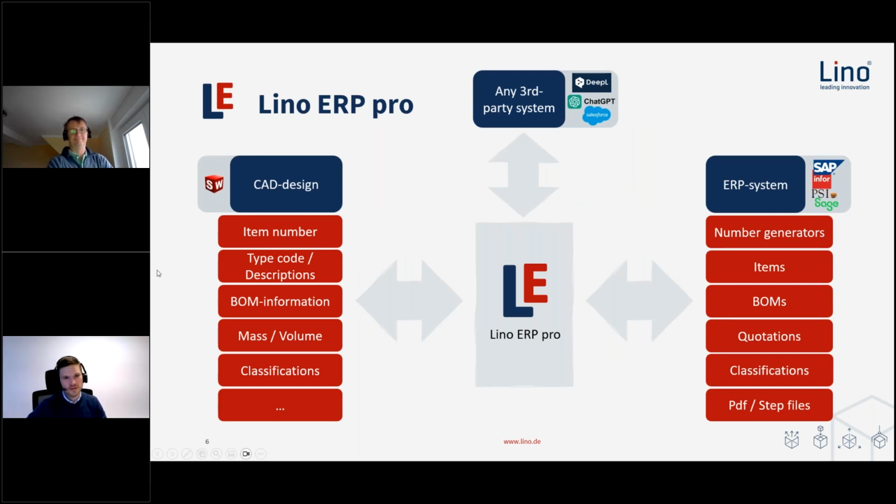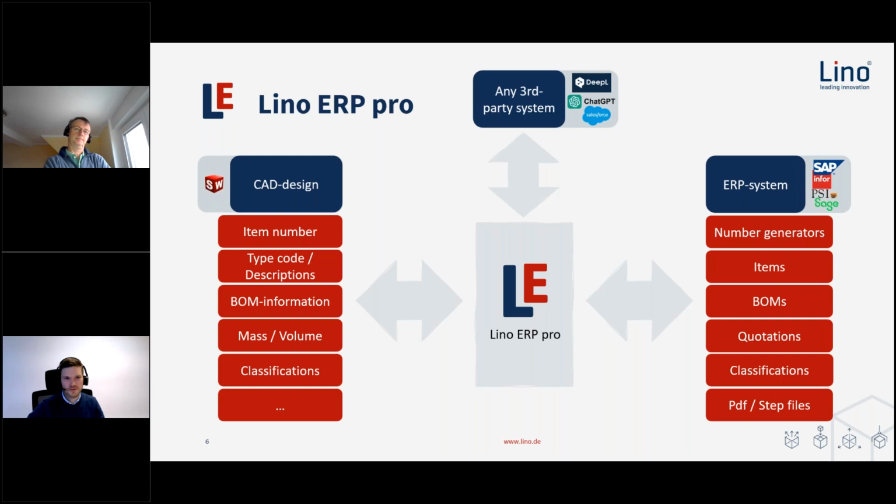Let's now move on to Lino ERP Pro. Lino ERP Pro is the connector between your SolidWorks design and the ERP system. It doesn't matter whether you have created the design with Tacton design automation or classically by hand. Whenever you want to use information from the ERP system for your design, or trigger an operation in the ERP system with the information from the CAD design, with Lino ERP Pro you can exchange any information bidirectionally.